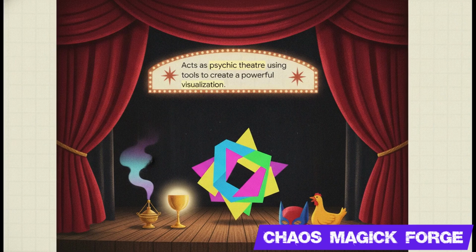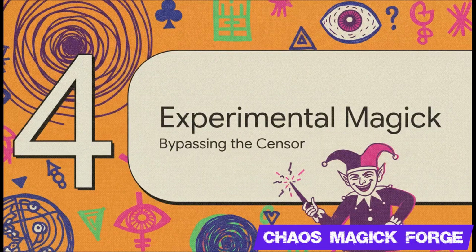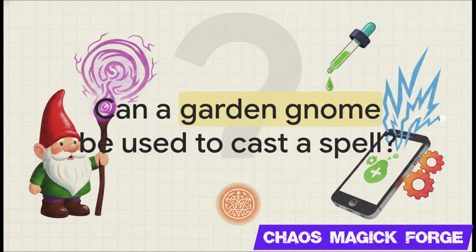Like calling on Batman or an abstract concept, if it helps them visualize their goal better. Let's get a little weird with Section 4, Experimental and Absurd Magic, bypassing the censor. Let me pose a question straight from the source text for you to think about. Can you cast a spell by anointing your smartphone with peppermint oil while listening to industrial music? Or how about using a simple garden gnome to guard your home? Well, in Chaos Magick, the answer is an enthusiastic yes.